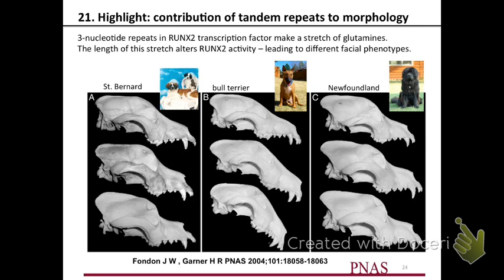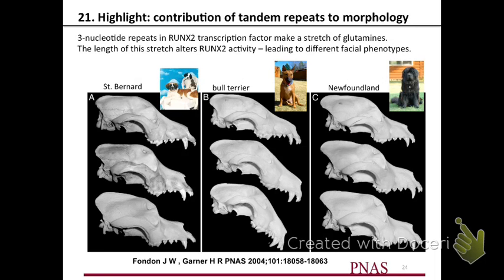For example, here's a gene called RUNX2. It's a transcription factor, and there are 3 nucleotide repeats inside this gene that make a stretch of glutamines. Depending on how many repeats you have, you're going to put that many glutamines in the protein. The length of this stretch of glutamines alters the transcription factor activity, and that leads to facial phenotype differences because this gene is important for craniofacial features in humans and in dogs.